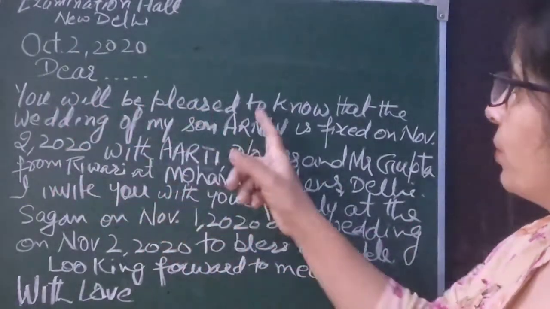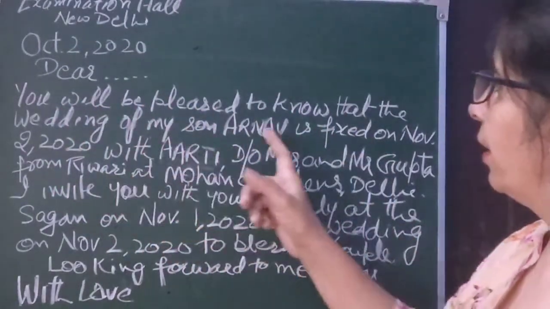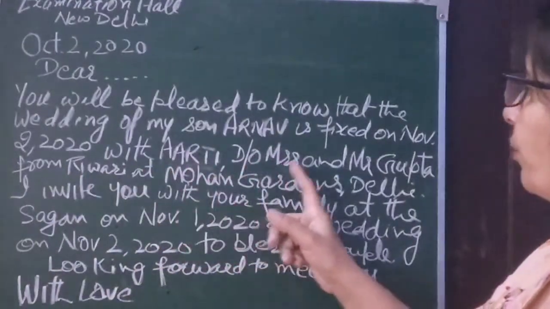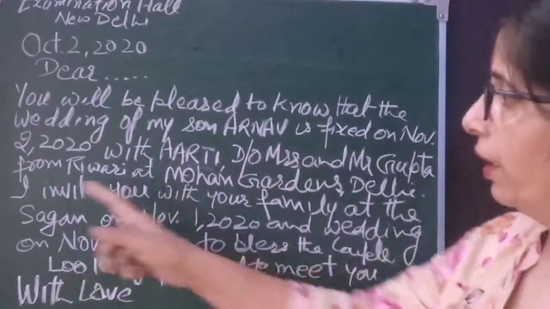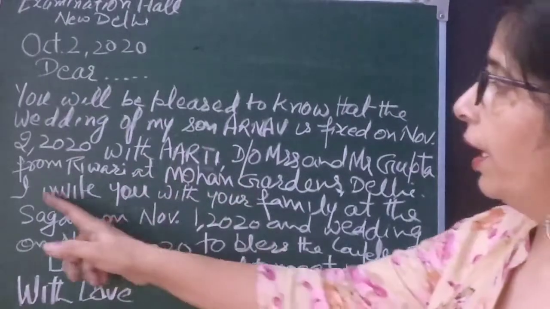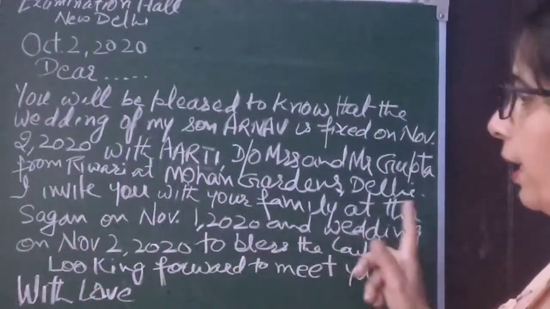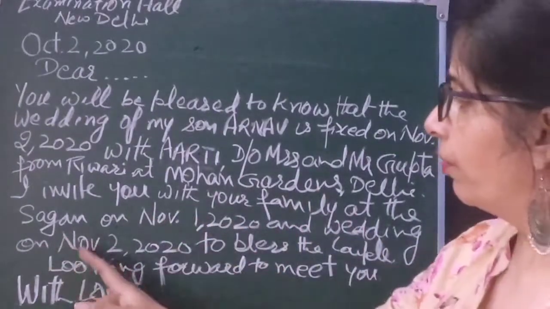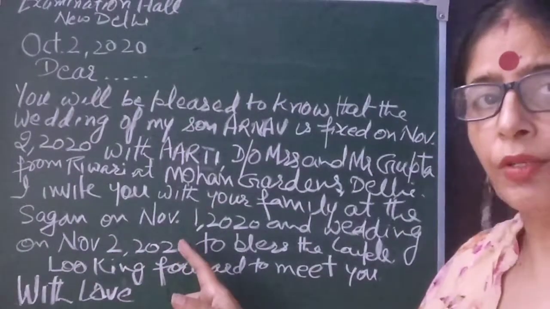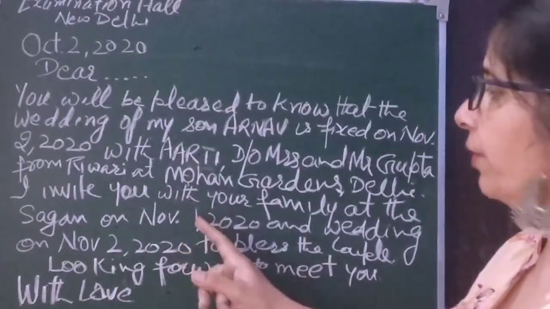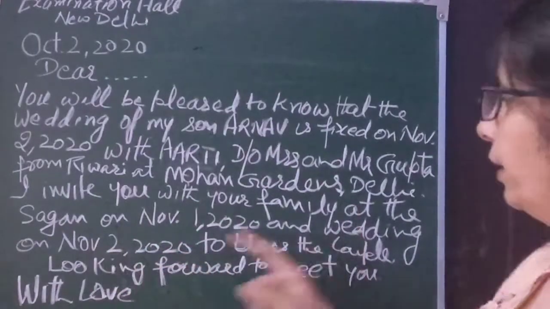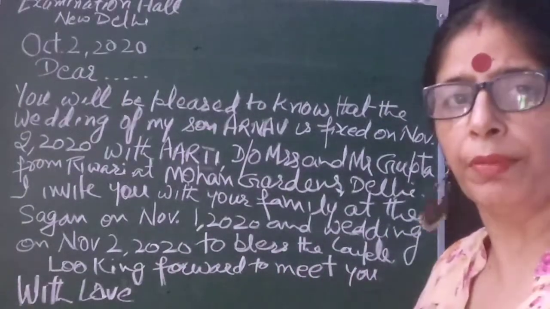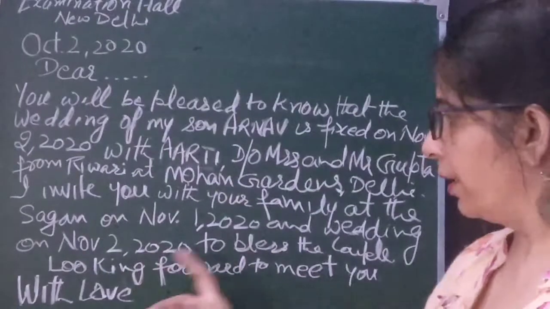You will be pleased to know that the wedding of my son Arnav is fixed on November 2, 2020 with Aarti, daughter of Mrs. and Mr. Gupta. Okay, this way. I invite you with your family at the Sagan on November 1, 2020 and the wedding on November 2, 2020. So there also I said write at least 2 programs. Here also we have written 2 programs. So wedding on November 2, 2020 to bless the couple. So you come and bless the couple. We invite you on this occasion to bless the couple.